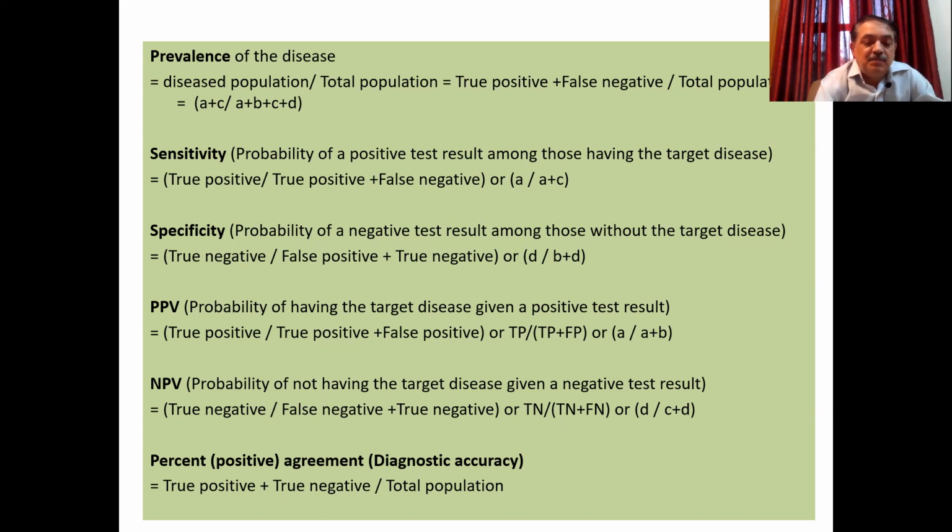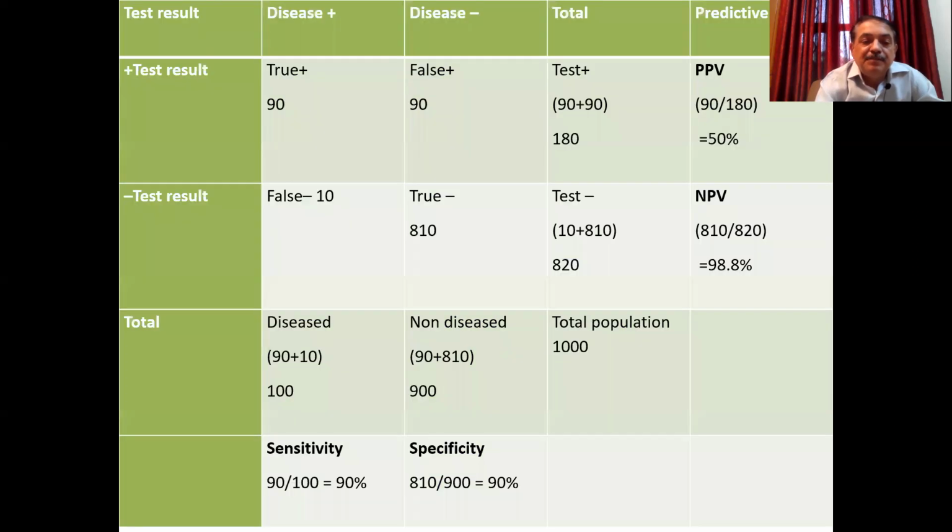Diagnostic accuracy or percent agreement we can calculate by getting whatever is correctly identified. Correctly identified are true positive and true negative out of total population. So true positive plus true negative out of total population. Now here I'll be discussing an example. Now just check in the first row that positive test result.